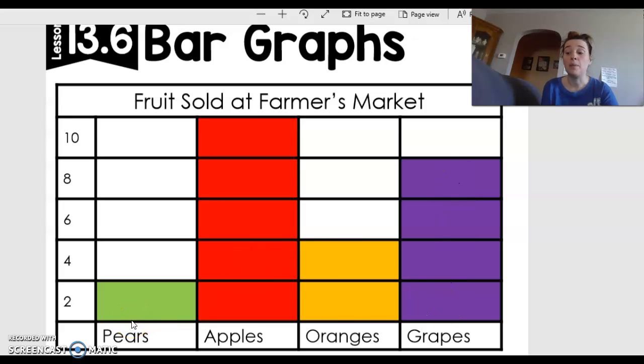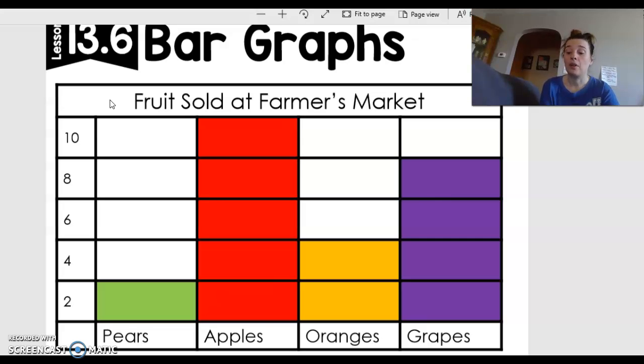Now, when you're making the bars for your bar graph, the bars can be different colors. They can be the same color, or they can be different patterns. It's kind of up to you. All bar graphs have to have some really important information. A bar graph has to have a title, just like a book has to have a title. So the title of this graph is Fruit Sold at Farmer's Market.